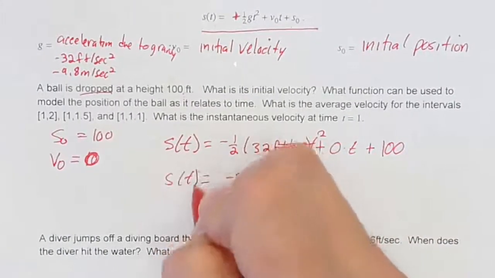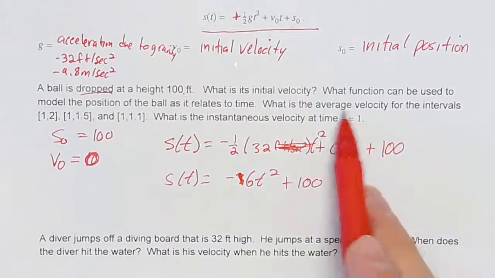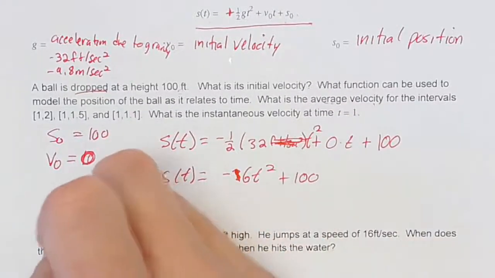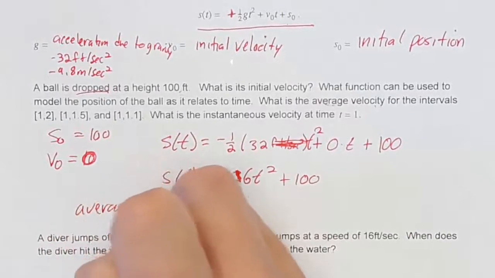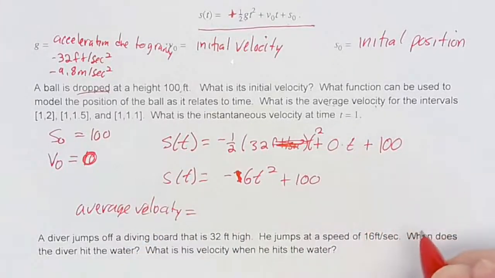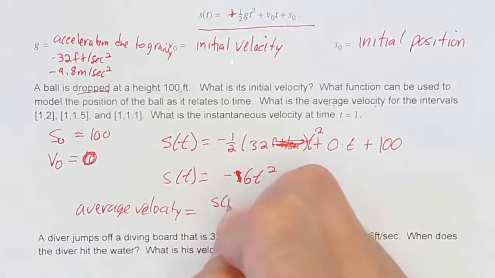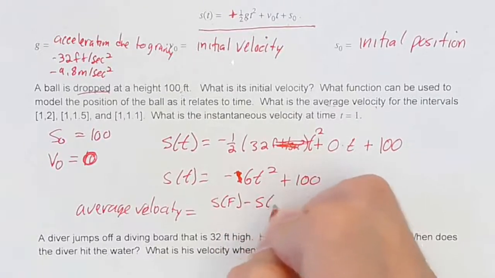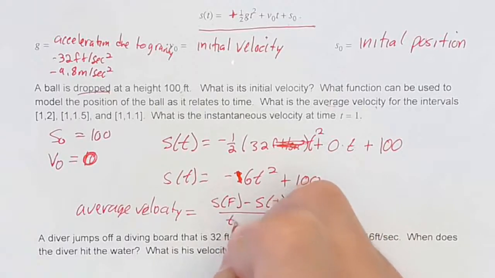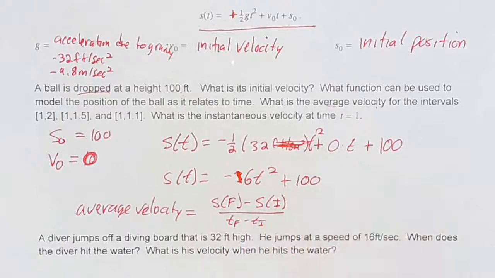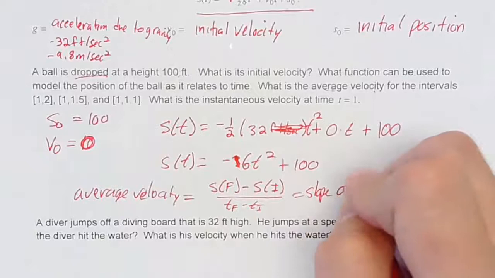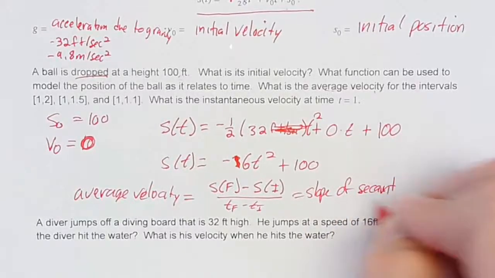That's s of t. Now, if I want the average velocity, it is just going to be when I take my position final minus my position initial, and I do this over time final minus time initial. This is really just slope. But it's the slope of the secant line. That's how I find an average.